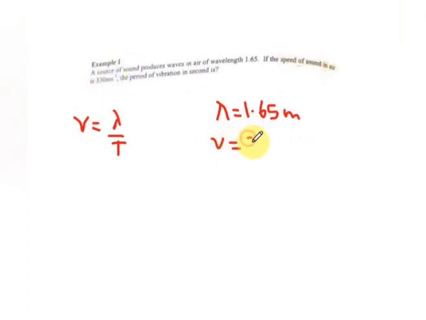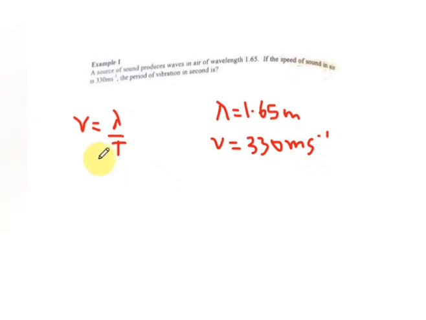Now let's take some examples. Example 1. A source of sound produces waves in air of wavelength 1.65 meters. If the speed of sound in air is 330 meters per second, the period of vibration in seconds is. So we know that v is equal to lambda over T. So let's write the parameters. Lambda is equal to 1.65 meters, and the given speed is equal to 330 meters per second.